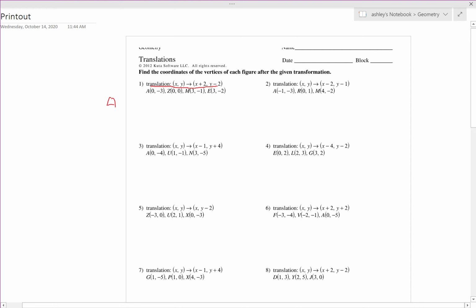So my first point is A. I'm going to put in my x value, which is 0.